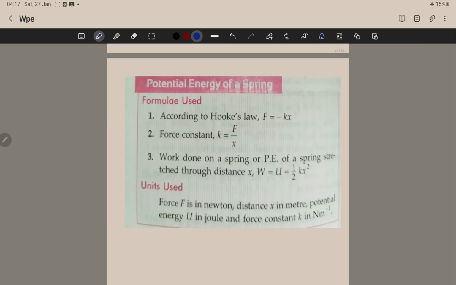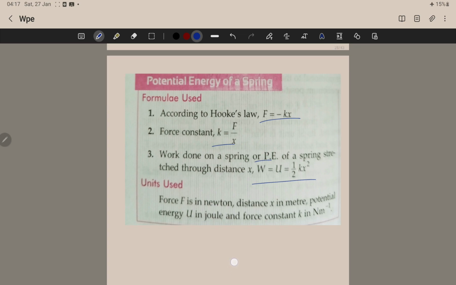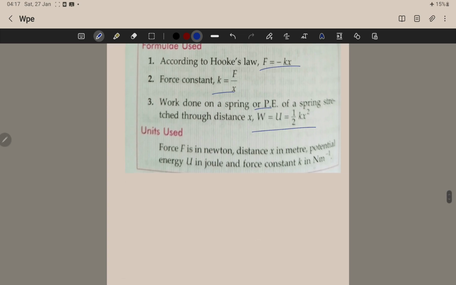Okay, so here are some short formulas like Hooke's law. The spring constant k is equal to, then there is the spring potential energy, so the work done is equal to potential energy, which is equal to half kx square. Now the units are, you can see, force is Newton, x is meter, potential energy is joule, and force constant k is Newton per meter.